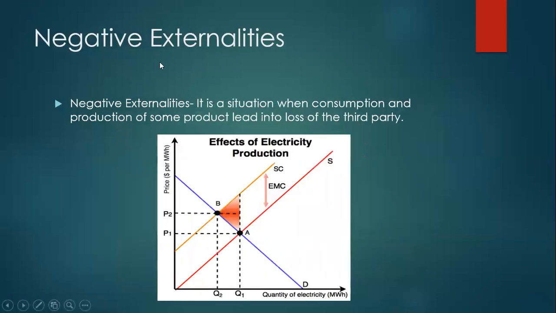Next are negative externalities. A negative externality is a situation when the consumption or production of some product leads to a loss for a third party. There can be many examples. For example, a cigarette making company. That company is doing well, for example, P1 is the initial price, and the quantity is forming Q1.